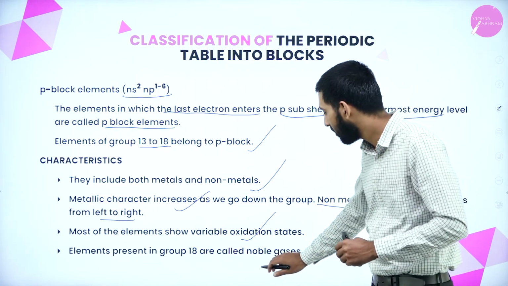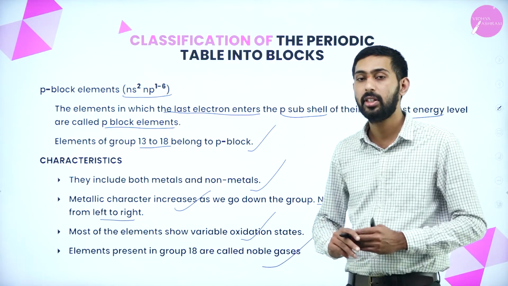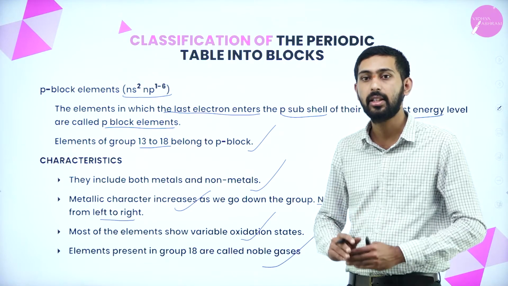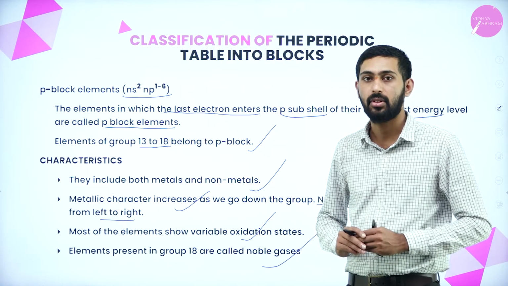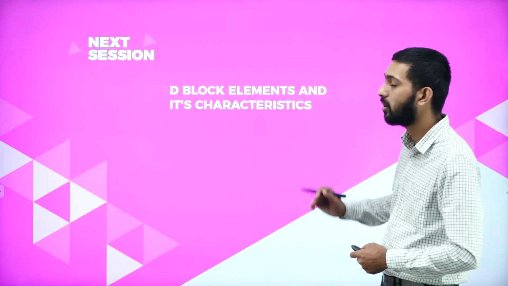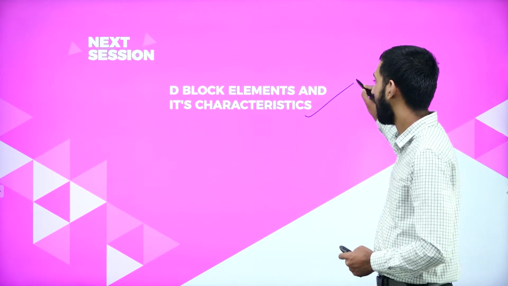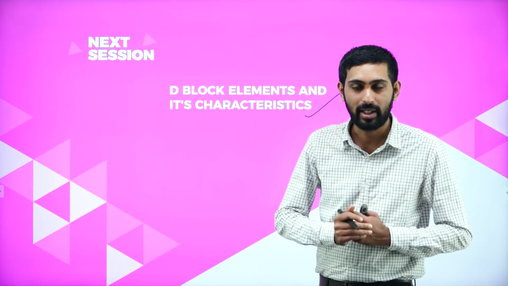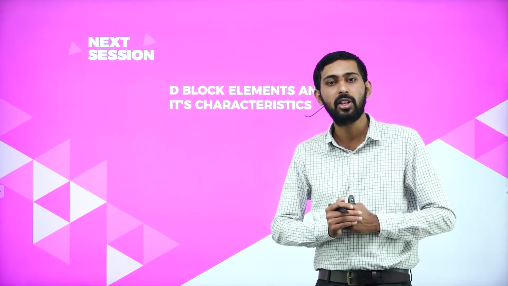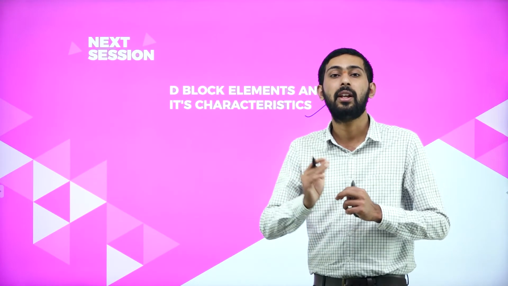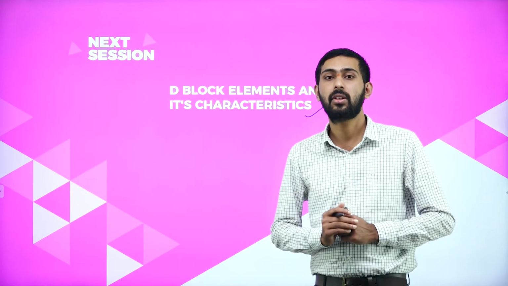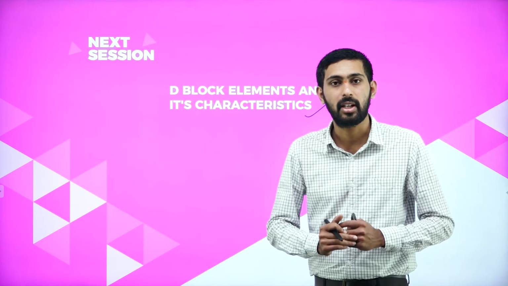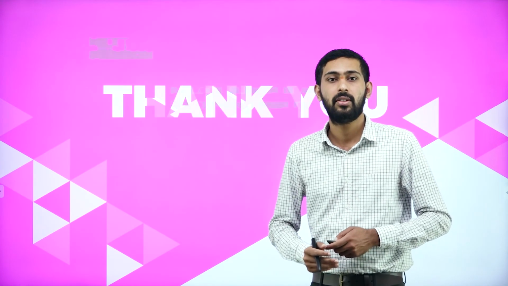Okay. Next, the elements present in group 18 are called noble gases. In the next session, we will be studying D block elements and their characteristics, and these elements are considered transition elements. Why are these elements considered transition elements? Because electrons are added to the penultimate d subshell. So these elements are also called transition elements. In the next session, we will be studying this. Thank you.